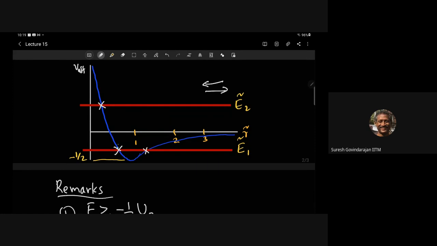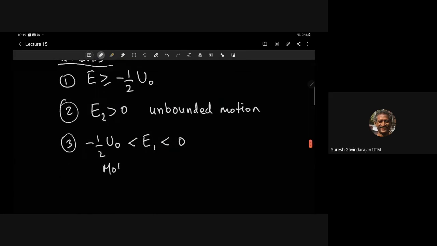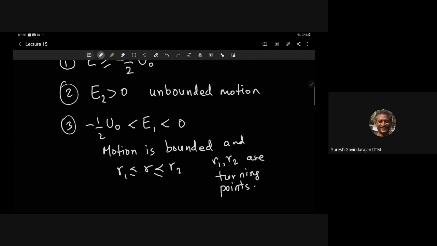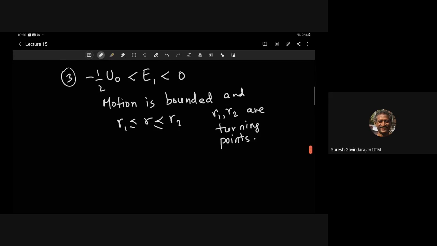In other words, it's bounded between, so let's call this R1 and R2. Okay, so motion is bounded between R1 and R2, R is restricted to that range. Does this mean we have periodic motion? Anybody? Not sure. Okay, it doesn't mean that. But it turns out for the Kepler problem, this is what I'm going to say, so I should say it first and then say for the Kepler problems.